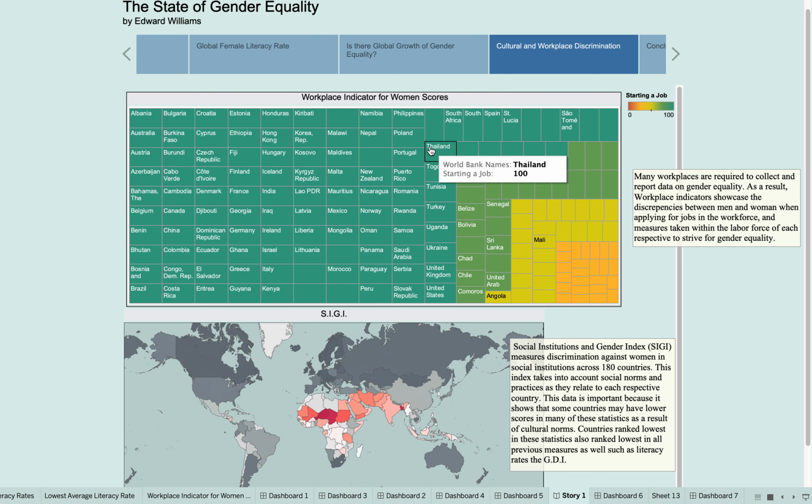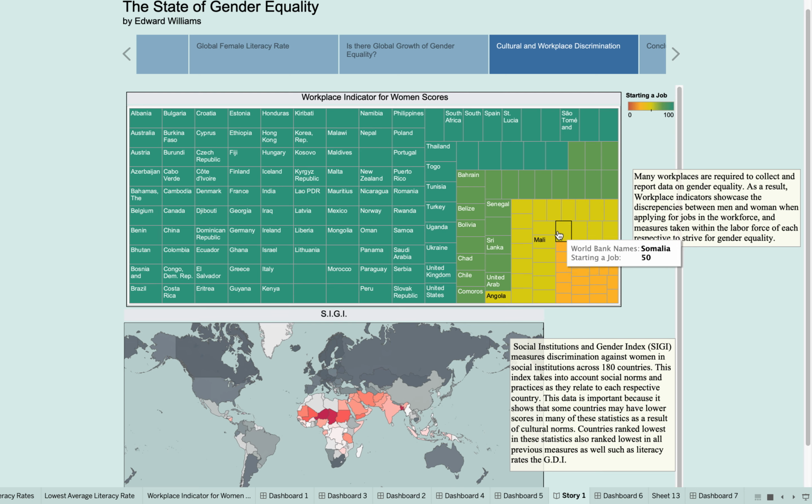Countries that are ranked 100 are in the dark green that are right here. Countries that are ranked 75, which are countries right here, they have some discrimination against women in the workforce, meaning that they're not allowed to apply for certain jobs considering their gender. However, overall, considering all the jobs that are available, there is still significant opportunities for them.